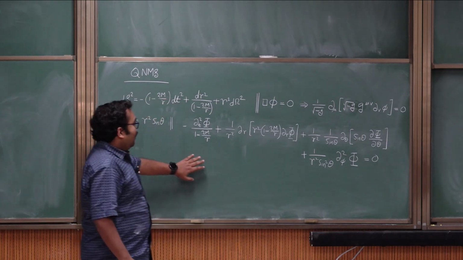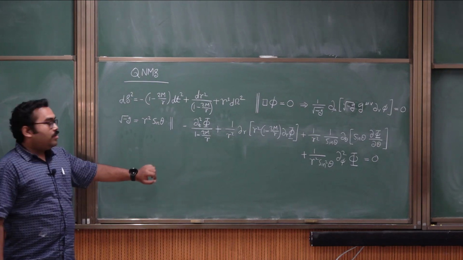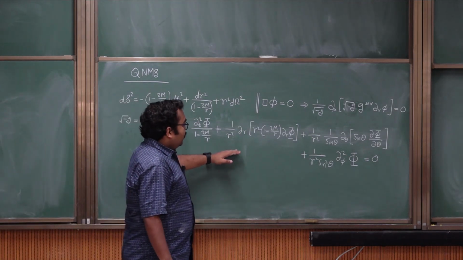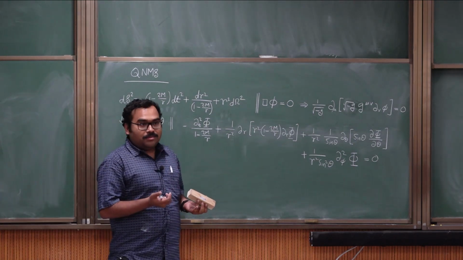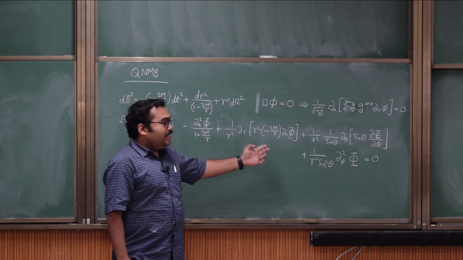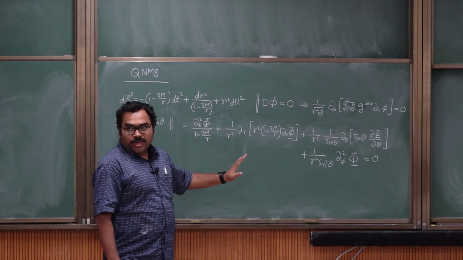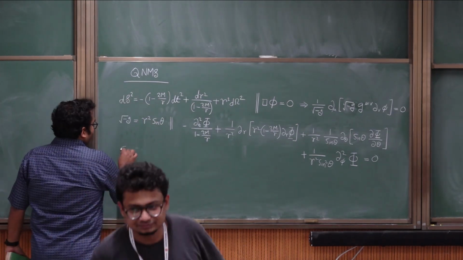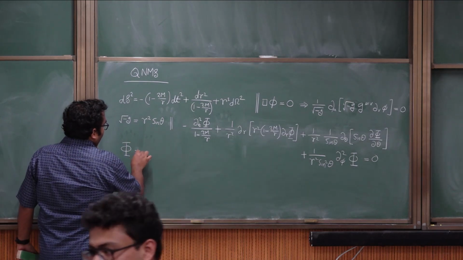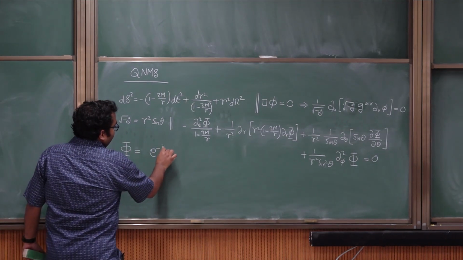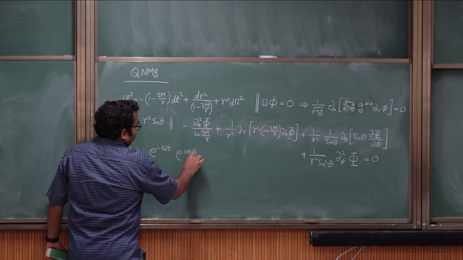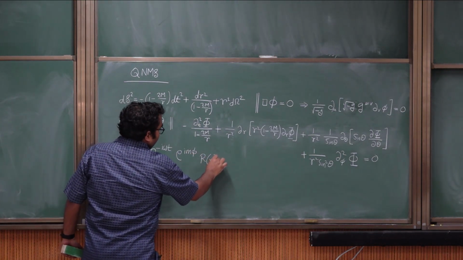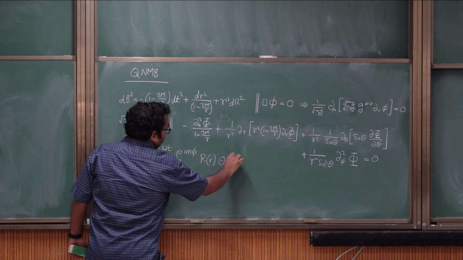Yeah, that's all. So you get this particular result. Now, as you know, the next thing to do is to use separation of variables as a trick, so then you know that t and phi are going to decouple. So the normal trick is to write phi as e^(-iωt) e^(imφ) R(r) Θ(θ).